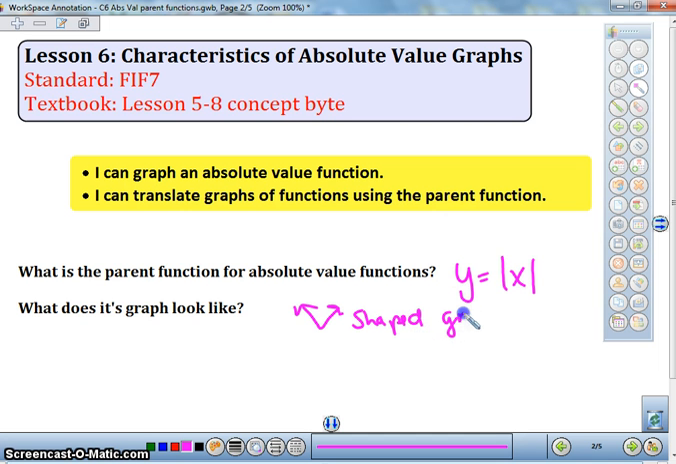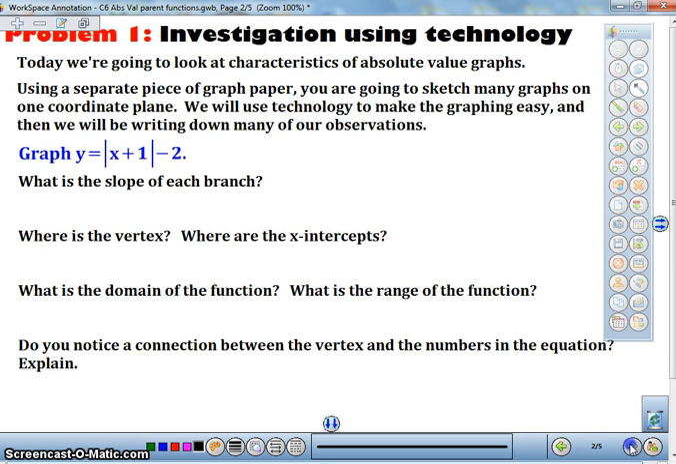When we think of it being V-shaped, we want to think about the slope of each one of these rays, keeping in mind that the slope of this ray is going to be a positive one, and the slope of this ray, when it's our parent function, is a negative one. So it's always just going up one and over one, up one and over one to find those points. Same thing here, up one and back one, up one and back one to find those points.